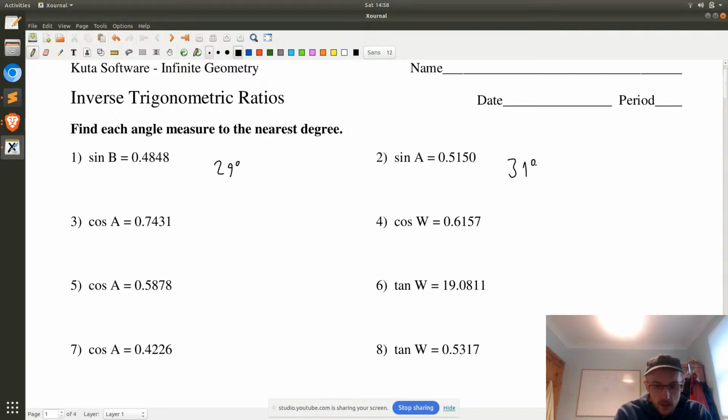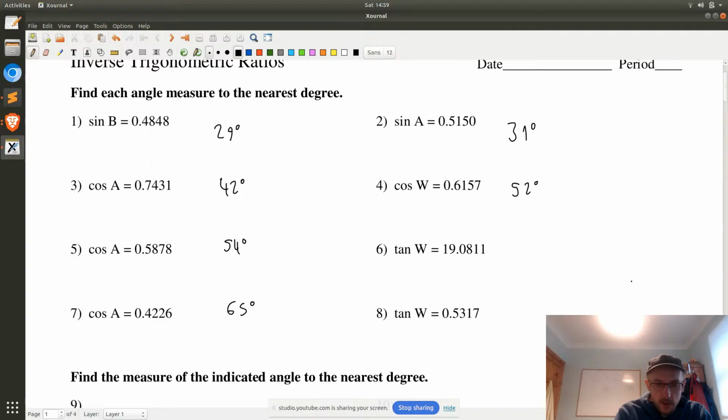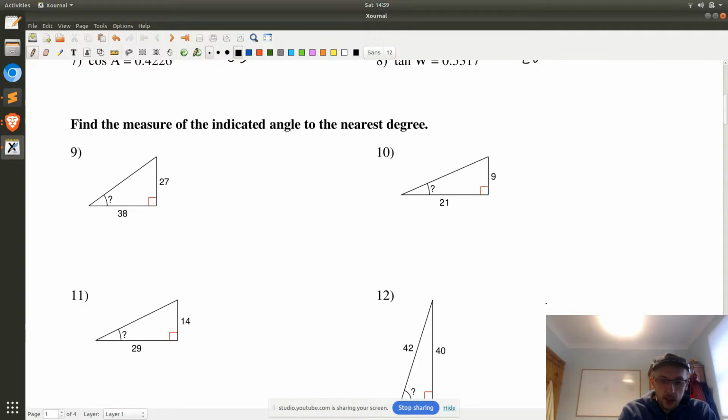Oops. 42 degrees. 52 degrees. I'm going to do these cosine ones. 5878, excuse me. 4226. And arctan 19.0811. 5317. There you go.